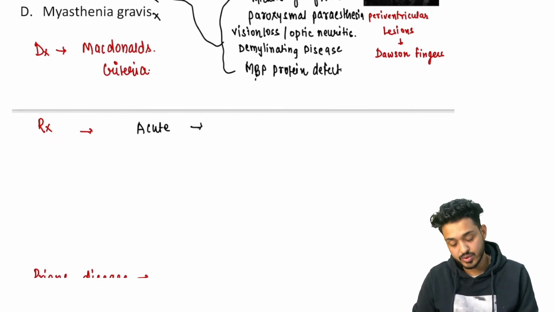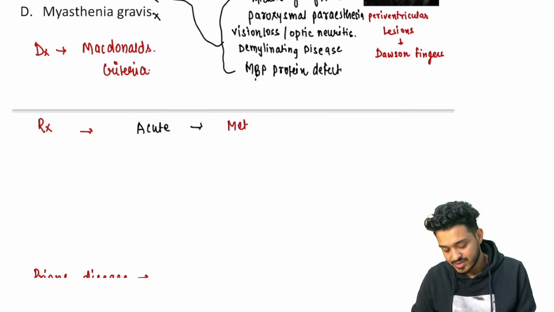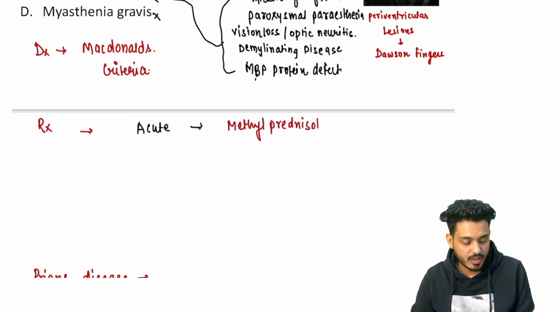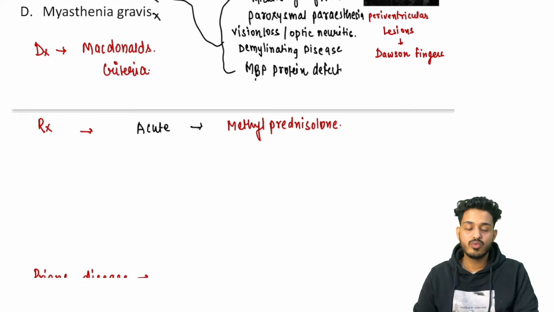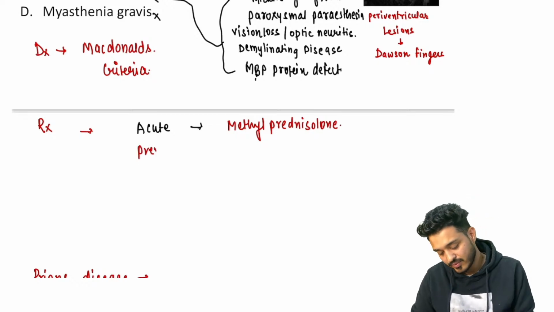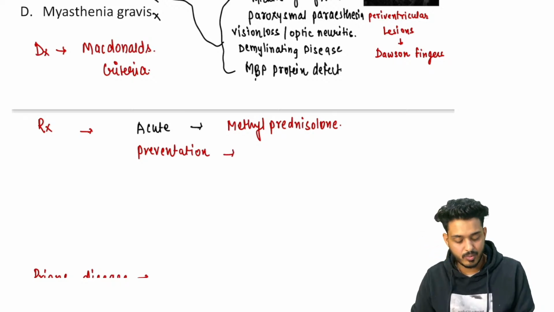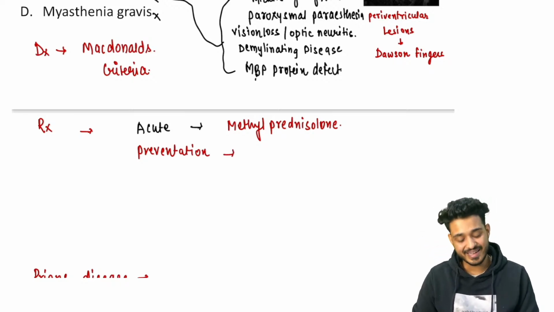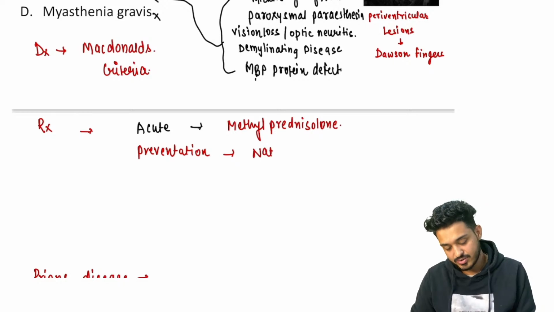Look at beta, we are going to do in the cases of, first thing, for the acute cases we are going to give steroids. That is going to be nothing but your methylprednisolone. For the prevention of the disease, we are going to use a monoclonal antibody, that is going to be your natalizumab.